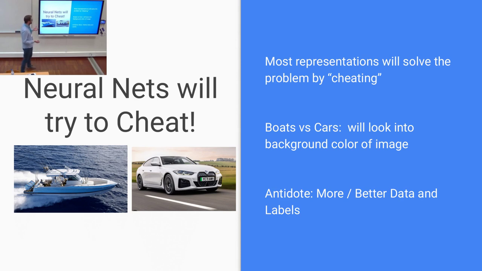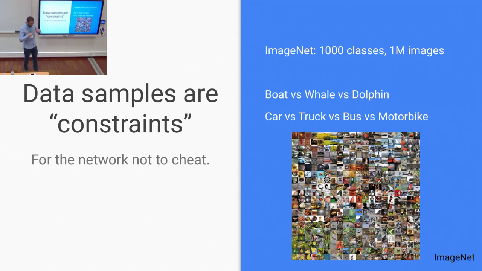So what you need is not only more data, it's also better data, more diversity, and especially more combinations of constraints. The big boom of deep learning happened when ImageNet, this big data set in computer vision, came out around 2010. Not only was it big because you had 1 million images, the interesting part is that you have 1,000 different classes or categories of objects. So not only did you have cars and boats, you had trucks, which are a little bit similar to cars but a bit different, and a bus. Or you have boats, but you also have whales and dolphins.